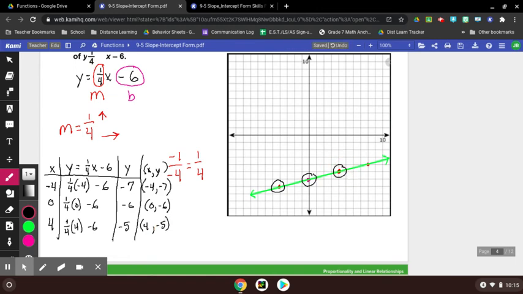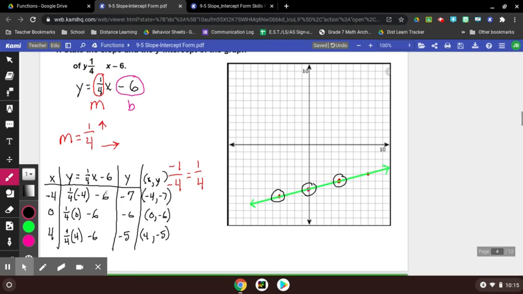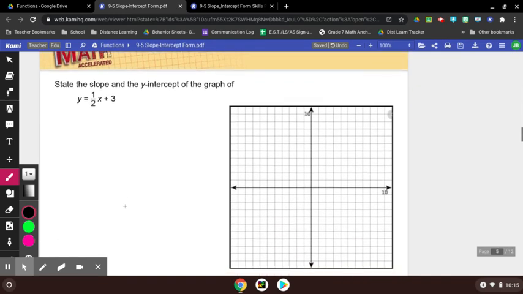And if you notice, that's this point right here. So what I'm showing you is that we can just trust that this format is going to work, where we find the b value, we plot it, and then we move according to the slope. Or if you really want to, make a chart. But to me, that chart is a lot more work than if I were to just plot the points. So let's try another one.